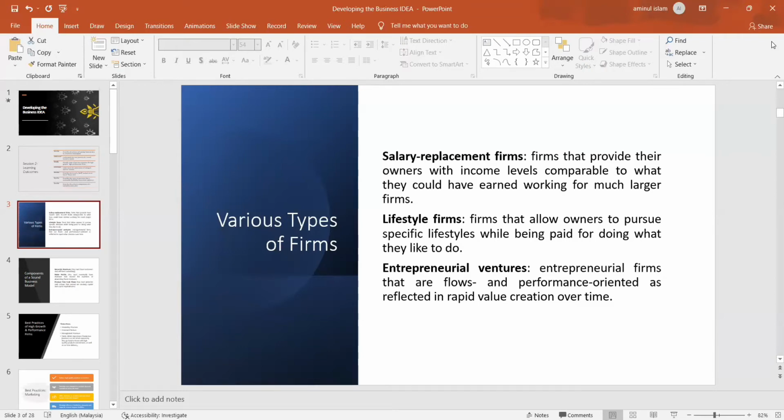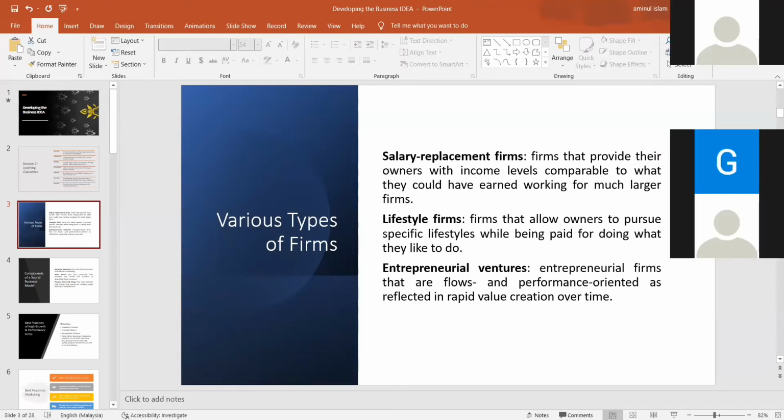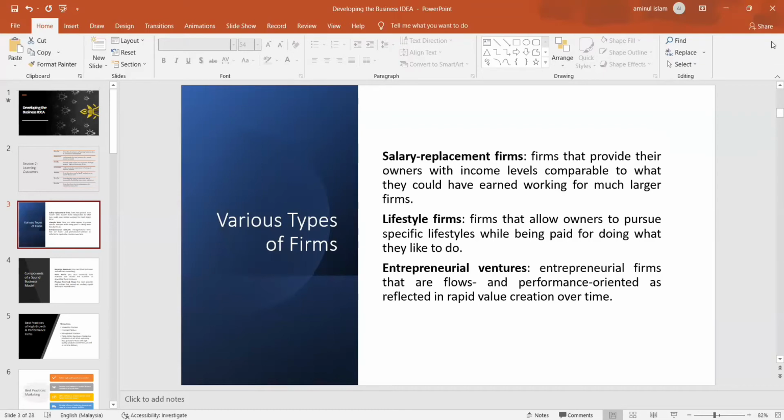I remember when I was doing my first degree, BBA, which I graduated in 1993, some of my friends ventured into small businesses, for example, even selling nasi lemak in the morning. They told me that at our time, with a BBA, the highest salary they could get was about 1,500 ringgit. That is 1993, 1994. My friends told me that if they sold nasi lemak in the morning, they could earn a similar amount of money. So they decided to open a small shop to sell nasi lemak. They did not want to work with others. So that is an example of a salary replacement firm.